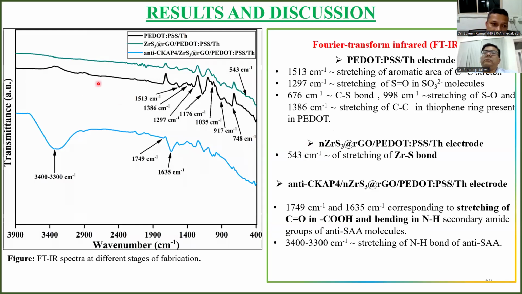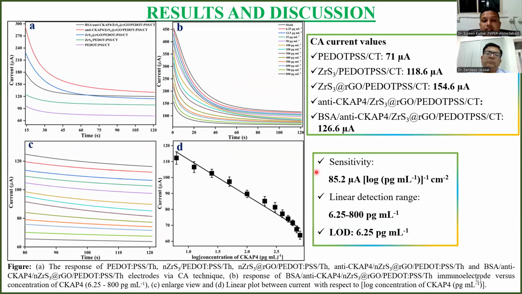So this black graph is the FTIR results of the PEDOT:PSS conducting thread. The second one, this green one, is the nanomaterial-modified thread, and this blue one is after immobilization with the bioreceptors. On the basis of the peaks obtained, we can see we have successfully synthesized or fabricated our biosensing electrode that is based on thread. So these are the results we have obtained through electrochemical techniques.